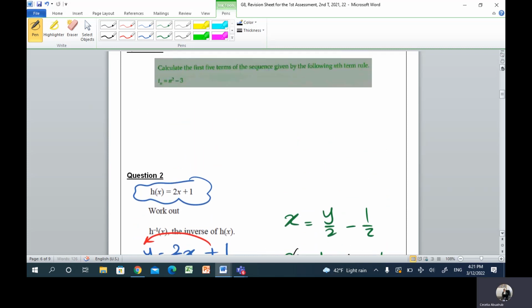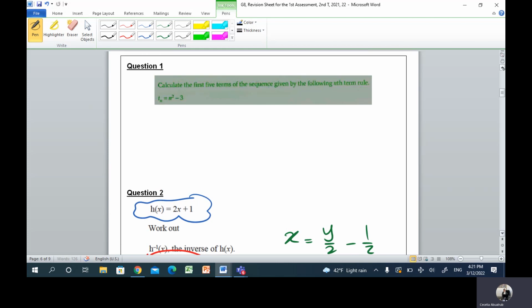Last question. So I went, to be honest, from the hardest to the easiest. Okay. Last question. They're giving you here an expression for the nth term. So you can write it as the nth term is equal to n squared minus 3, and they're asking you to find the first 5 terms. So you're going to say first term, it means n is equal to 1, so 1 squared minus 3.